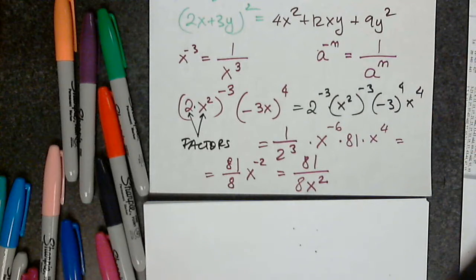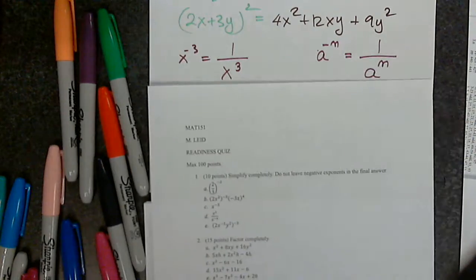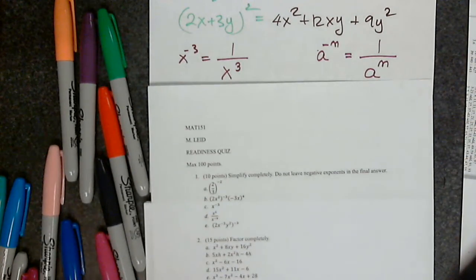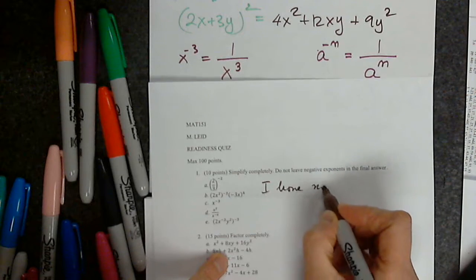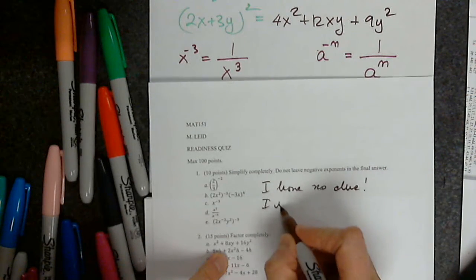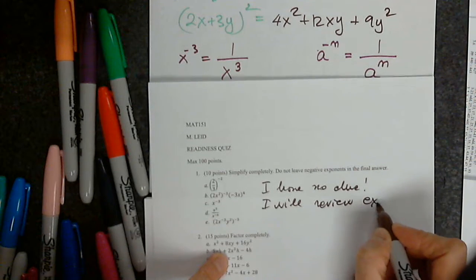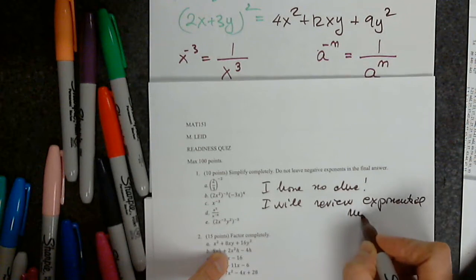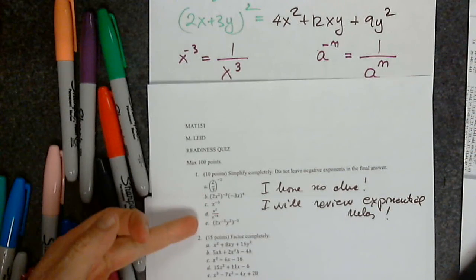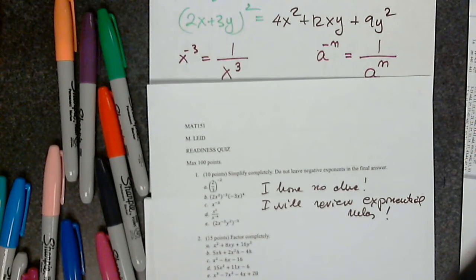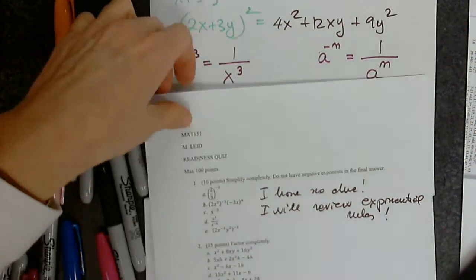Okay, so are we done with number 1? So here's what, if I were a student in this class and I wasn't sure about exponential rules, I would write myself a note. I have no clue. I will review exponential rules. You don't have to write it, but this is what I would write myself as a note. I'm not sure about this. So please work on all the other problems and come back next time on Wednesday and say, I still am not sure about this. Okay, number 2.